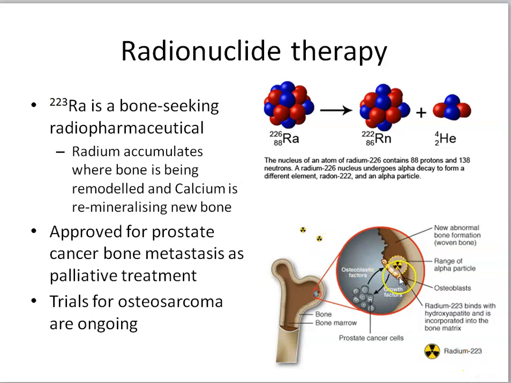That will accumulate right next to where the tumours are, emit alpha particles, and those alpha particles will be active over a very short distance but are very damaging. This trial is also going on for osteosarcoma. Osteosarcoma is an osteoblast-derived bone cancer where you get aberrant osteoblast activity. Osteoblasts make bone, so therefore radium will accumulate around these tumours.